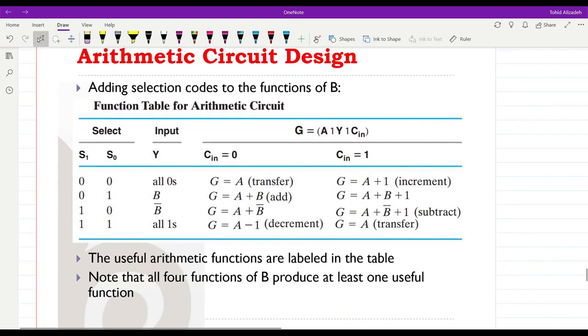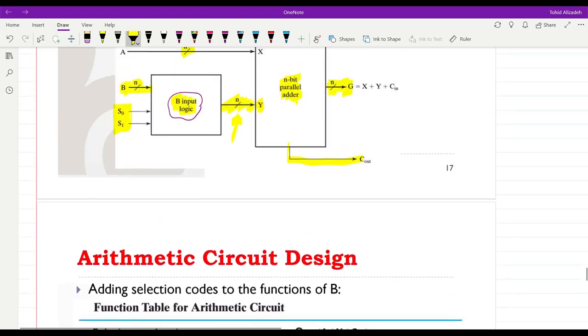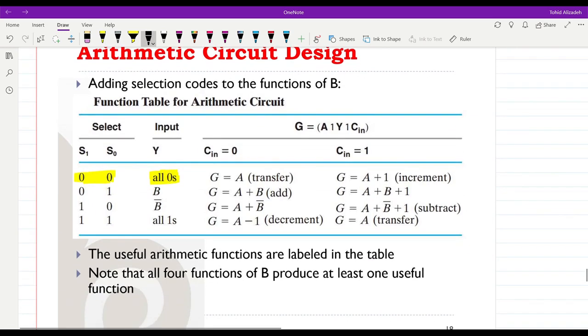Let's go through it. So when S1 and S0 are equal to 0 and 0, as Y we have all zeros. Y is the output of the B input logic. When C in is also equal to 0, then G, the output of the n-bit parallel adder, will give us G equal to A, and then we will have transferring of data. If Cin is equal to 1, we will have A plus 1, or we have the micro operation of incrementing.